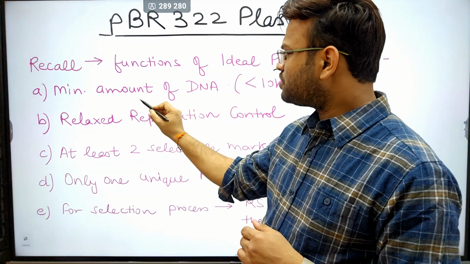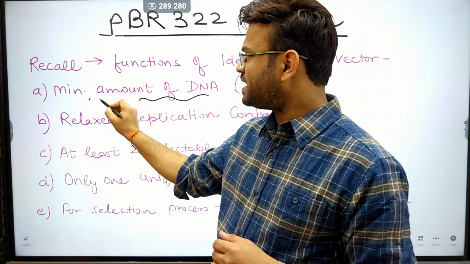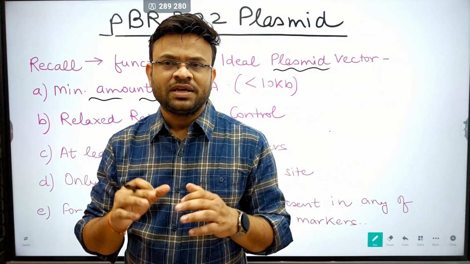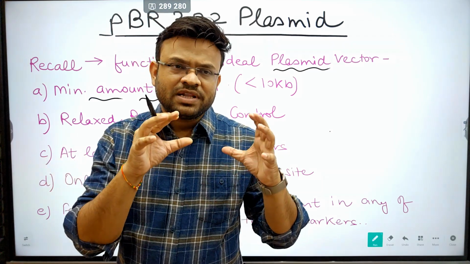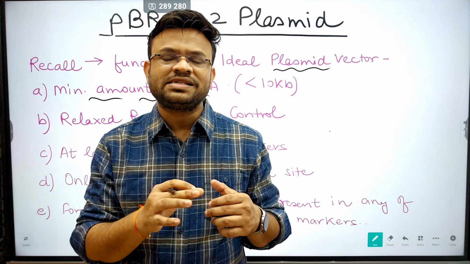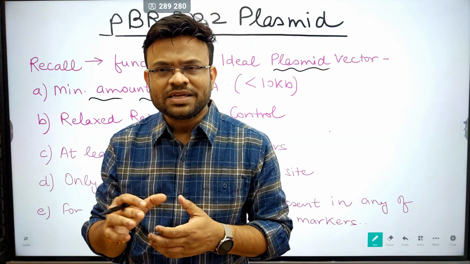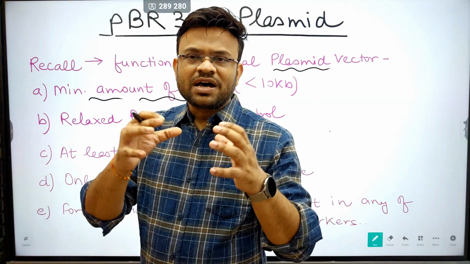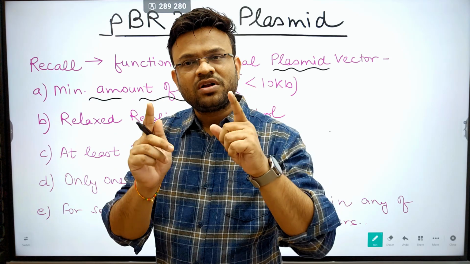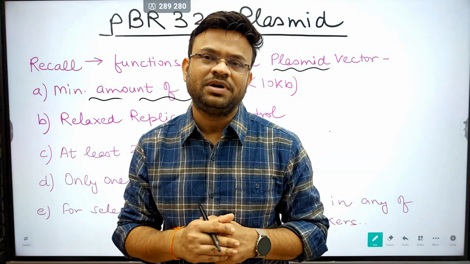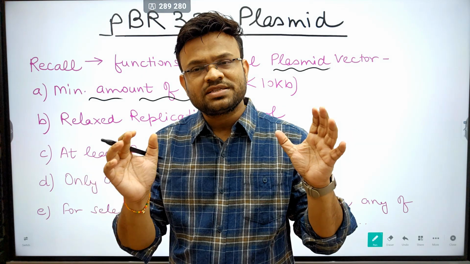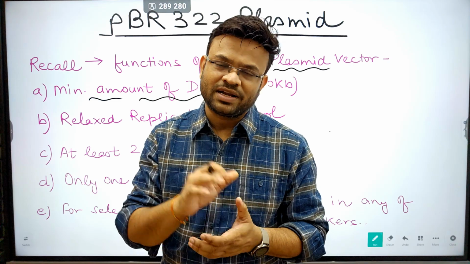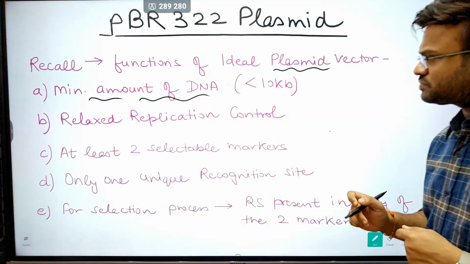The minimum amount of DNA should be present inside an ideal plasmid. What do you understand from minimum amount of DNA? The length of the plasmid should be as little as possible. Why am I saying that? Because the larger your plasmid is, the smaller the amount of gene of interest you would be able to integrate, and the smaller the length of your plasmid, the larger the amount of gene of interest you will be able to integrate. Let me just write it down for your understanding.